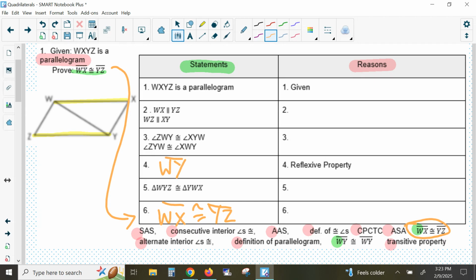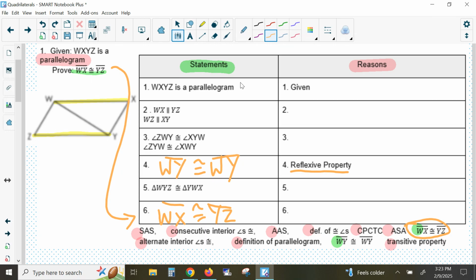WY is congruent to WY. Oh, and duh, WY is congruent to WY. That's reflexive property. Remember that that's anybody congruent to themselves. So same for the others. That's going to be reflexive property. So those 2 were easy ones to get. Okay, so let's go through the proof here.